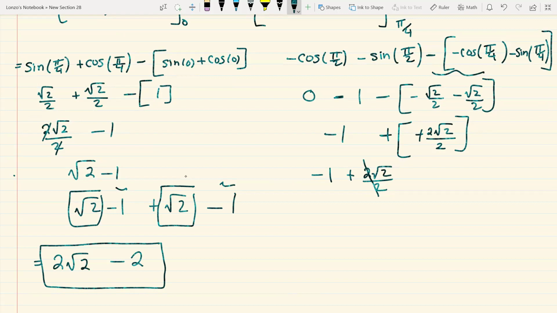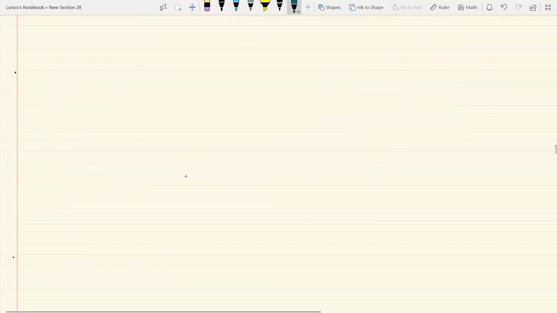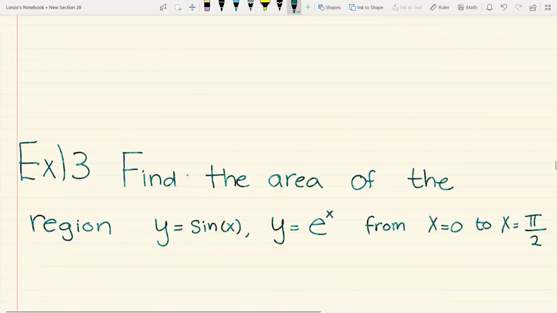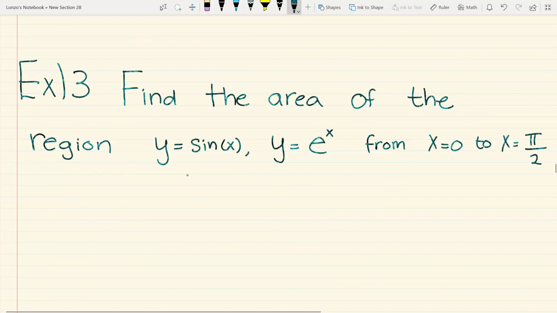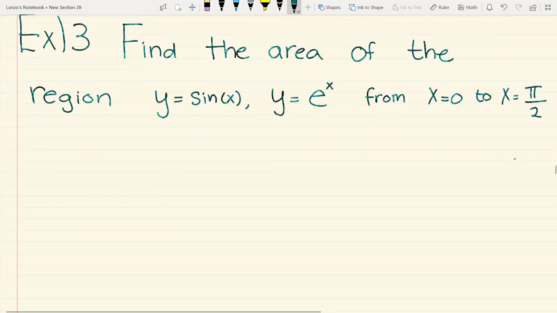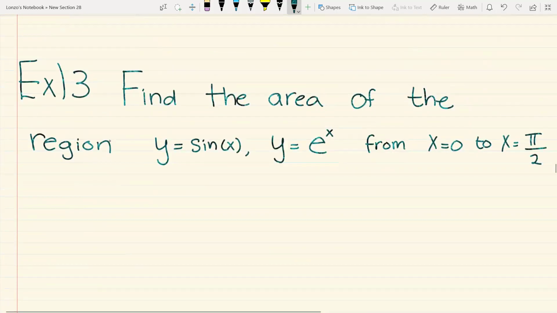Okay, let's move on to example 3. So example 3 says, find the area of the region of y equals sin of x and y equals e to the x, with boundaries x equals 0 and x equals pi halves. So what am I going to do? If we're going from 0 to pi halves, do I really need to find the point of intersection? I don't think so. I don't think there is a point of intersection.